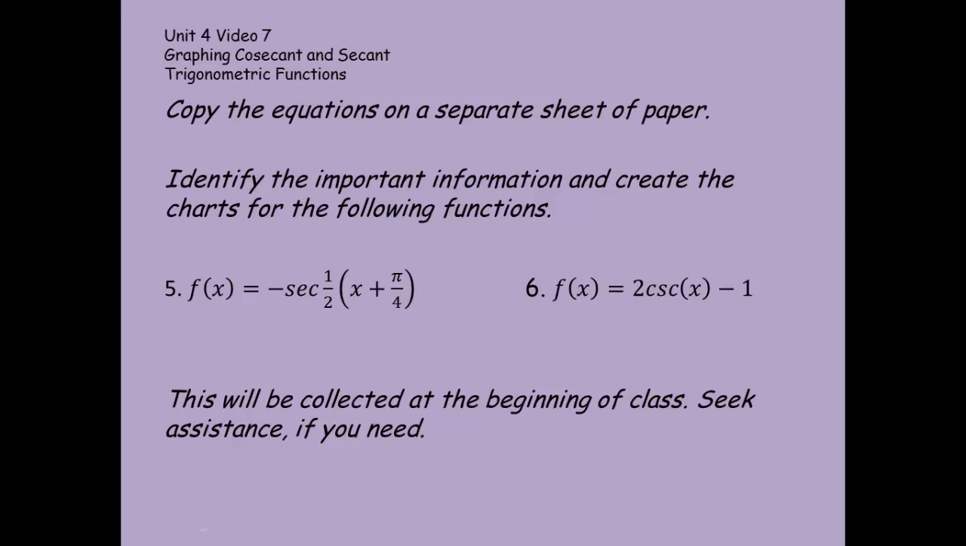Alright, so here you go. I need you to copy these equations, numbers 5 and 6, on a separate sheet of paper. Identify the important information, the amplitude, the period change, the vertical translations, the phase shift, and if there might be a reflection. Make a chart and graph the functions. Oh, yeah, okay, well, I didn't say graph, but let's graph. I think that's a good idea. I think you guys are going to be great at these. So the first one is a secant, the second a cosecant. I will be collecting these. Please seek additional assistance if you're going to need it.